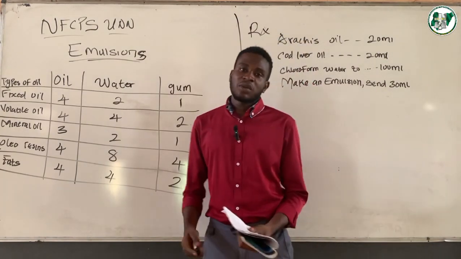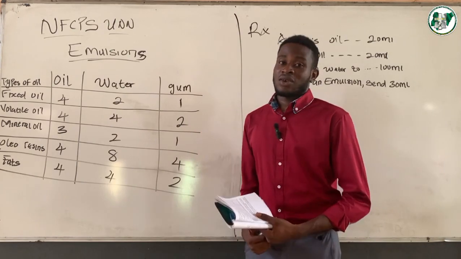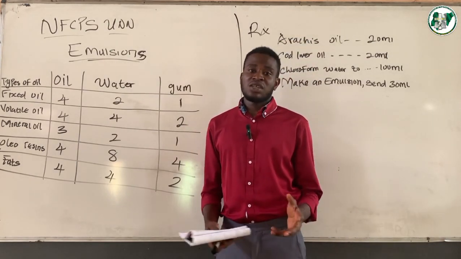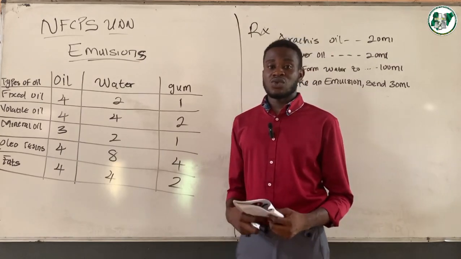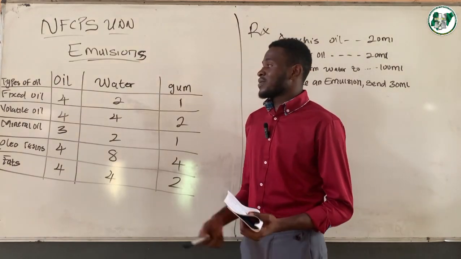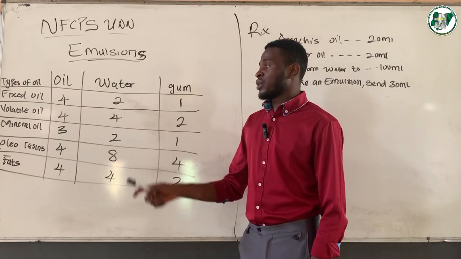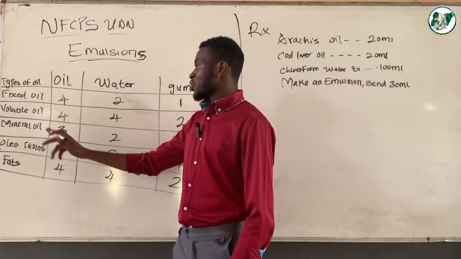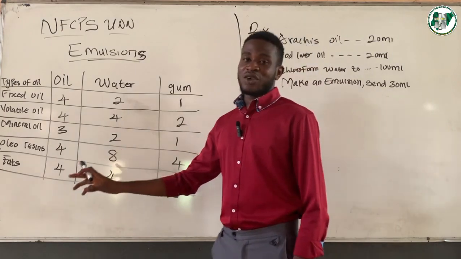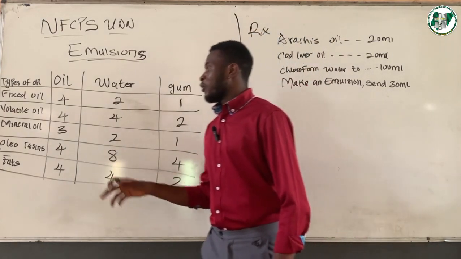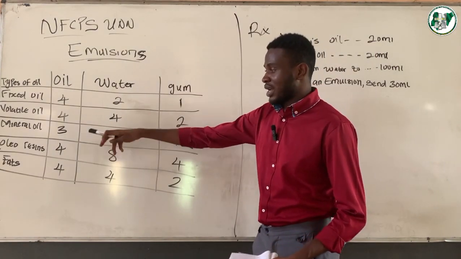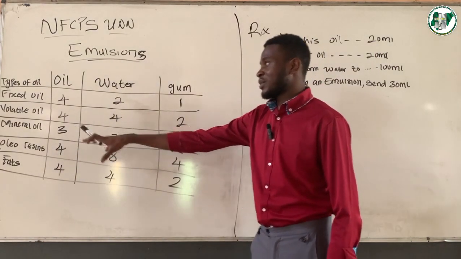Now what are emulsions? Emulsions are liquid preparations that usually contain two immiscible liquids, usually oil and water. Depending on the type of oil we use, oils are classified into fixed oil, volatile oil, and mineral oil. Examples of fixed oil are arachis oil and cod liver oil. For volatile oil, we have turpentine oil. And for mineral oil, we have liquid paraffin. There are also other types of oils.